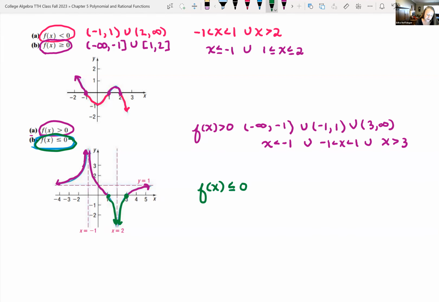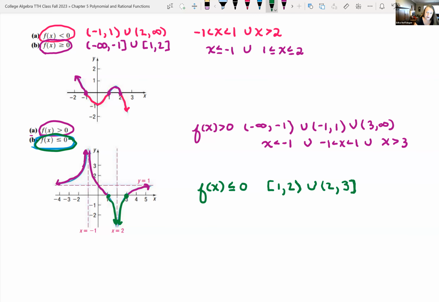So we can include 1. So I'm going to put a bracket 1. I'm getting closer and closer to 2, that vertical asymptote, but I'm never going to touch or cross it. So parentheses. And then union parentheses 2. And then at 3, I'm touching the x-axis. So I'm going to put a bracket. So that would be the interval notation form of where f of x is less than or equal to 0.